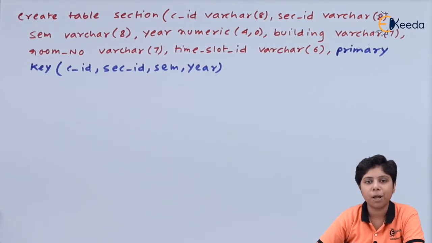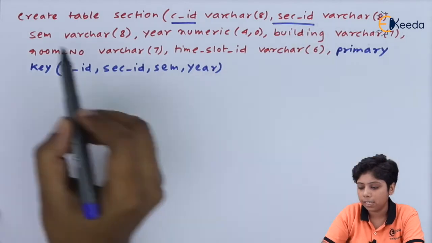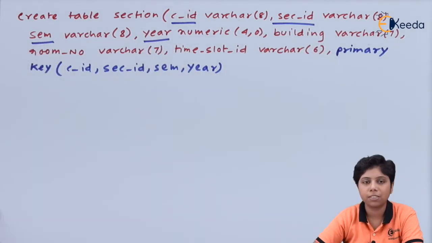First, I am making a primary key as a combination of the course ID, the sec ID, the semester and the year, because the section consists of all of this. Next, I am using the foreign key references.